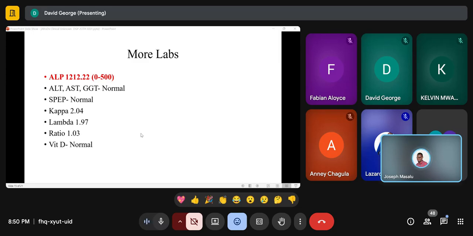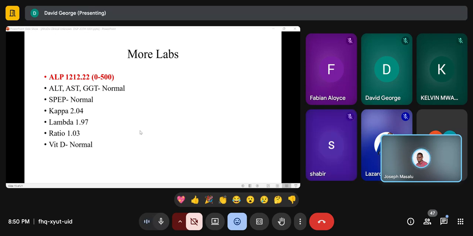Another thing is the normal vitamin D, a pretty cool lab to do. As I said, it can also cause hypercalcemia, so we've been ruling that out. That ALP, David, is the alk phos, right? Yeah. So the alk phos being elevated this high is not surprising.